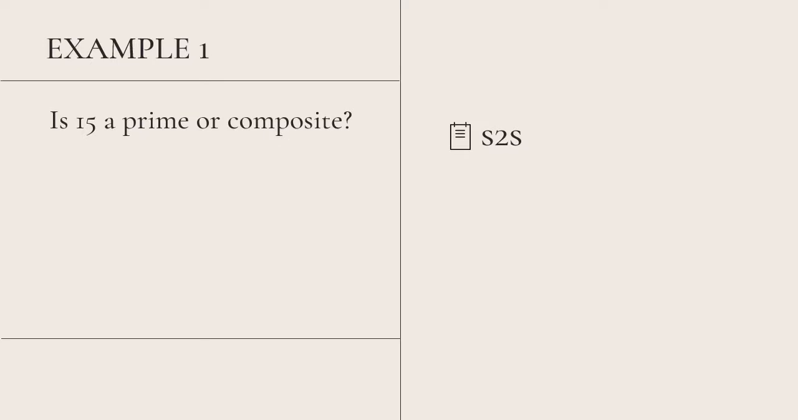So what is prime and what is a composite number? Before I tell you what they are, let's just go through these examples so that you have an idea of what is a prime and what is a composite number. So example 1: is 15 a prime or composite? So our S2S for today, step 1 is we are going to find factors of the number.